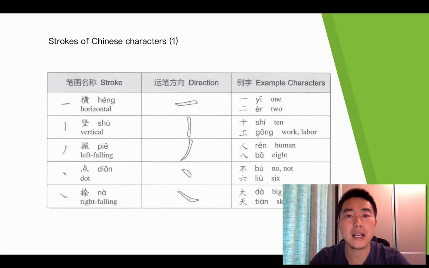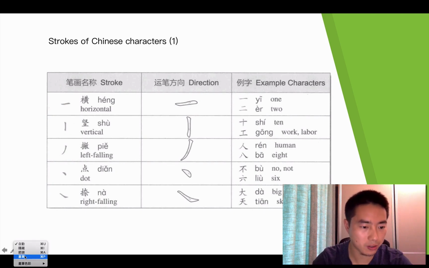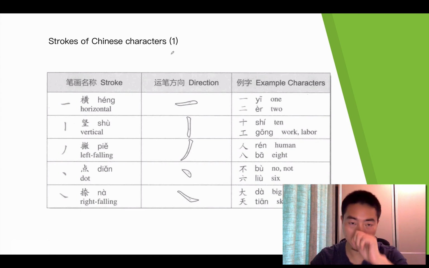Okay, we already learned some pronunciation in Chinese. So apart from the pronunciation, we also have these characters. Now we're going to have a basic entry of these characters. In Chinese, we have strokes. The strokes are the basic components of the Chinese characters. We're going to learn 5 different strokes today.